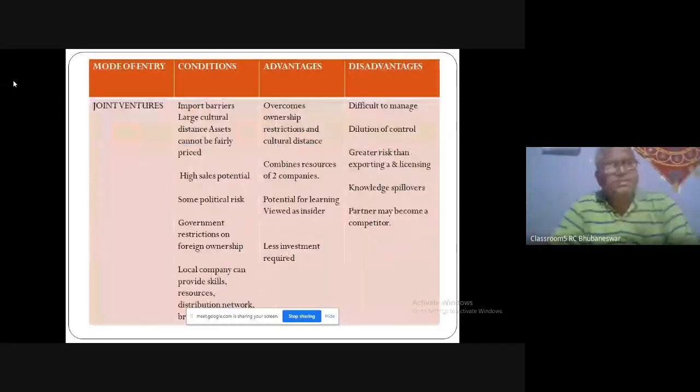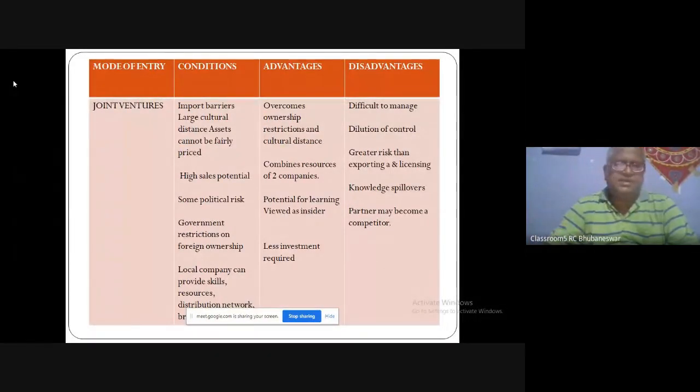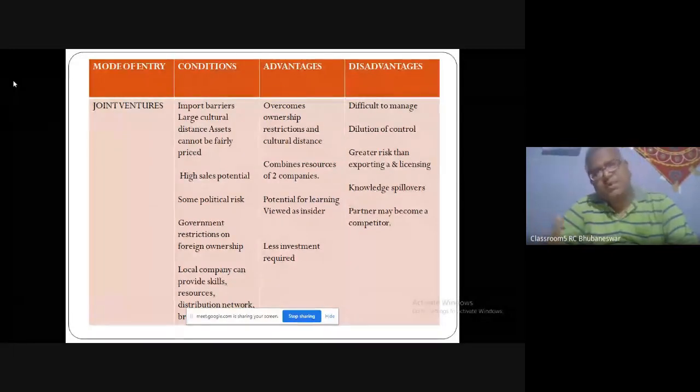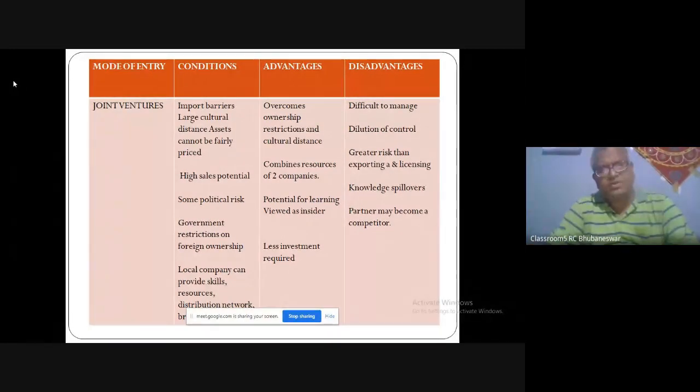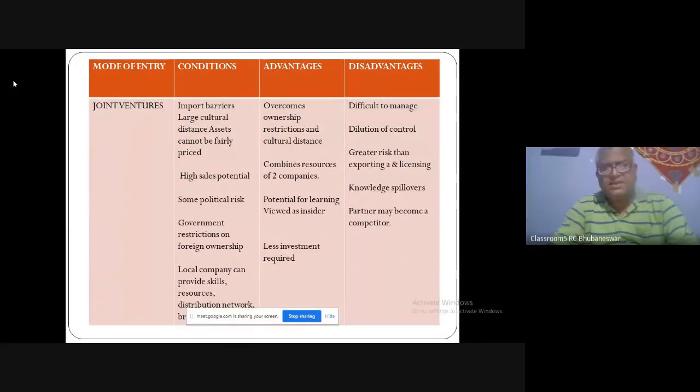If you talk about entry through joint ventures, the conditions are something else. Some political risk is there, high sales potential is there, import barriers are there, and large cultural distances are there. What are the positive points? Overcoming ownership restrictions and restrictive practices, and also the potential for learning. The disadvantages are that it is difficult to manage, dilution of control, and greater risk. These are some of the disadvantages relating to the joint venture type of international business.